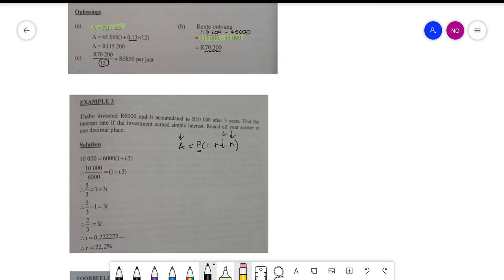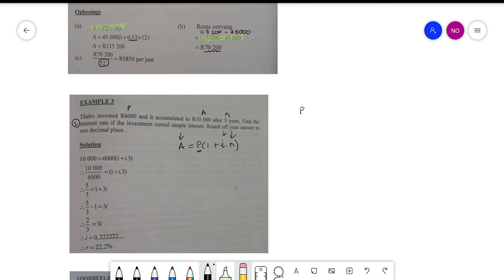Okay, goed, so by voorbeeld 3 in julle boek het hulle sê Tabo invest 6,000 rand and it accumulated to 10,000 rand after 3 years. Find the interest rate if the investment earned simple interest, round off your answer to the 1 decimal place. Okay, met ander woorde, as hy oorspronklik die R6,000 belê het, is daai P en die R10,000 is sy finale waarde. So dis A en N is dan natuurlik 3 en hulle vra vir ons om I te bereken.